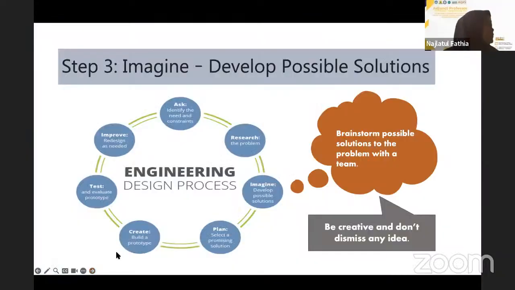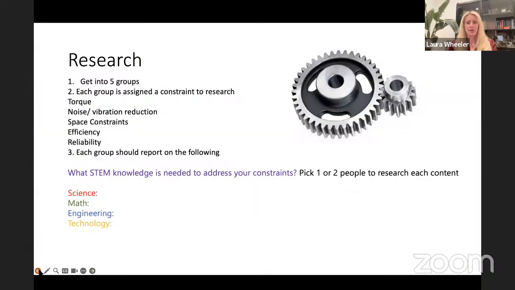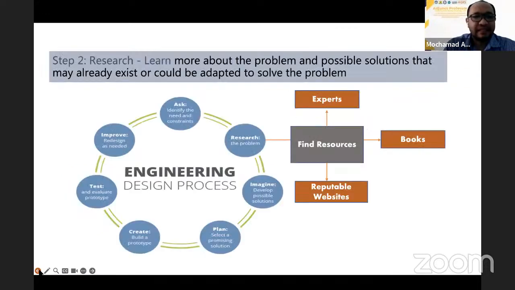Oh. Sorry, Laura. Yes. Maybe I need to translate step number 2 first. Okay. Slide before. Okay, I will translate to the students.